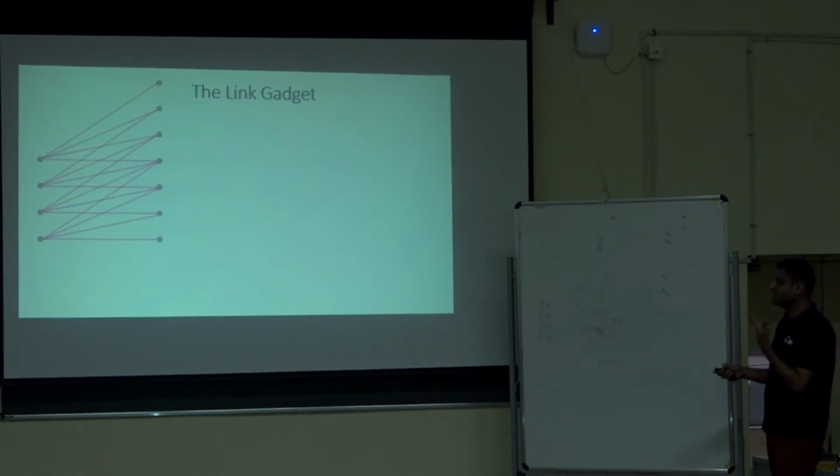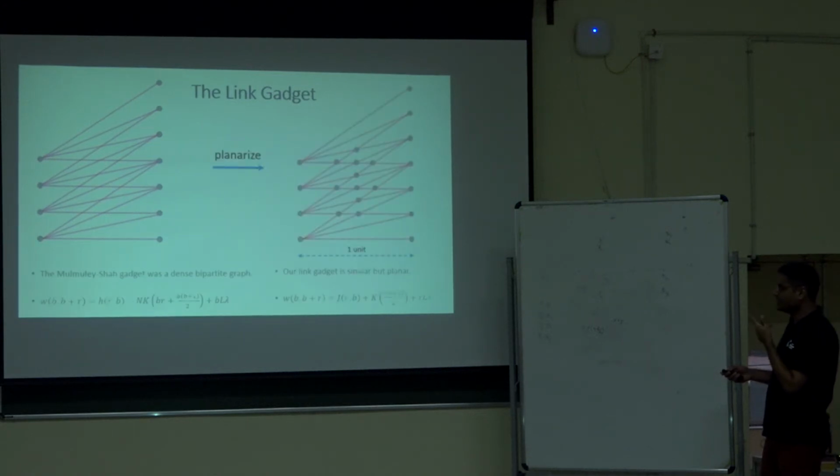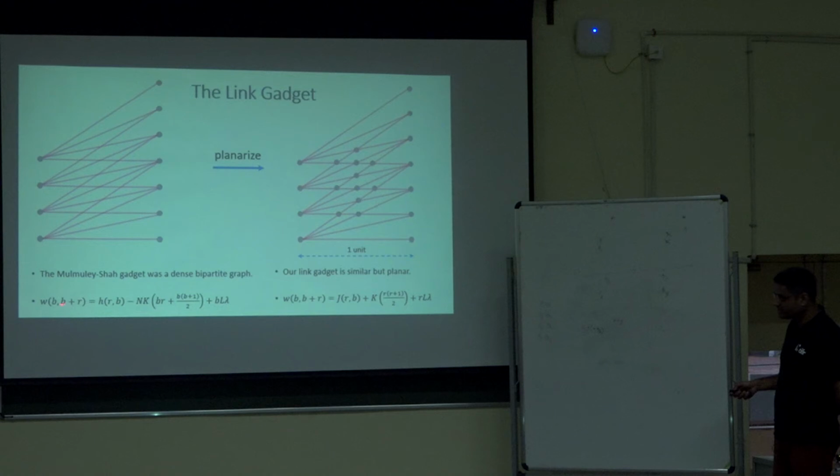So all the magic is happening in the link gadget. What exactly is the link gadget, and how is it happening? This was the Mulmule-Shah link gadget, and it was a very dense bipartite graph. Obviously, it has a lot of edges crossing, and they have this edge weight function where W(B, B plus R) means when the Bth input vertex maps to the B plus Rth vertex over here. Okay, this was their function.